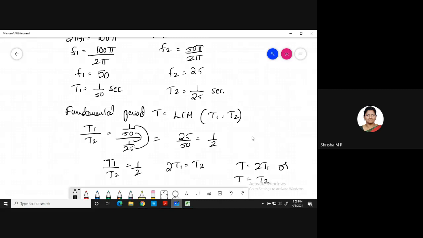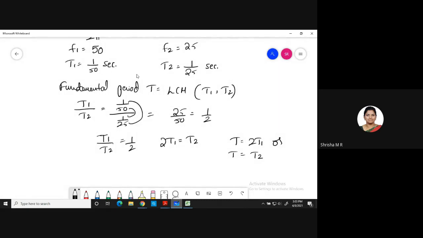Are you guys following? So what is the fundamental period? You can take the LCM of T1 and T2, or you can also take it in ratio. You can take the ratio of T1 and T2 to its simplest form, and the fundamental period is nothing but 2 times T1 or just T2. So what is our T? 2 times T1 is 1 by 25. So T is nothing but T2, which is 1 by 25. If you take the LCM of 1 by 50 and 1 by 25 also, you get 1 by 25 only. This is your fundamental period. Got it?